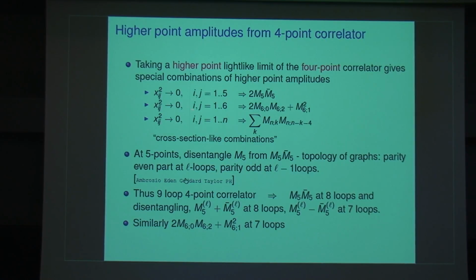And this continues, so if I do a 6-point light-like limit, then I get MHV 6-point times MHV bar 6-point plus the next-to-MHV squared. And this again is if you took all these individual guys, there's R invariants in here. I have to multiply them together, square them, and out pops a nice quantity. And then this continues. This is a general statement. You get this sum of N^kMHV and N^kMHV bar, basically.